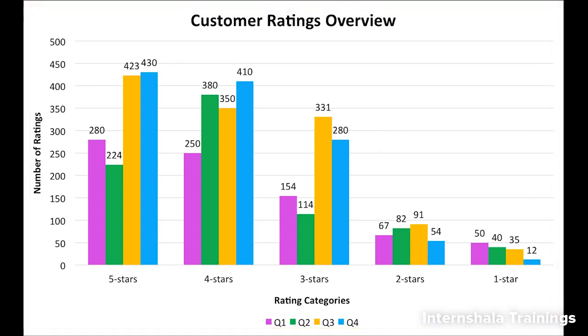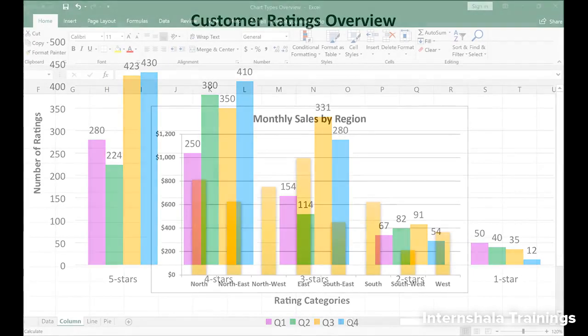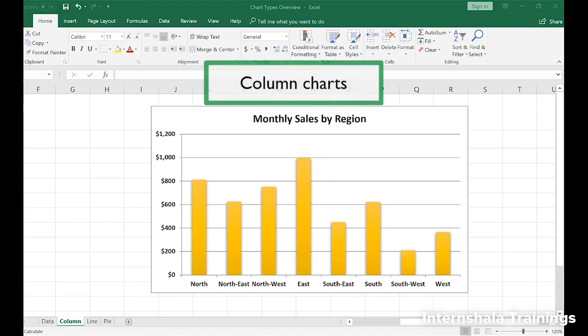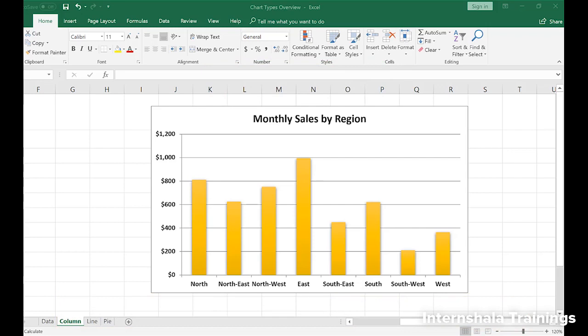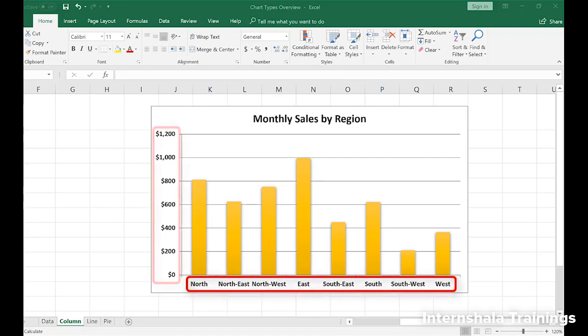Now there are many different types of charts, and it's important to understand how they are populated and what they represent. Let's review some common chart types before learning how to create charts. Column charts are good overall charts and work well with most types of data. Data that's organized in rows and columns can be plotted in a column chart. In these charts, like we just saw, categories are usually displayed on the x-axis and values on the y-axis.